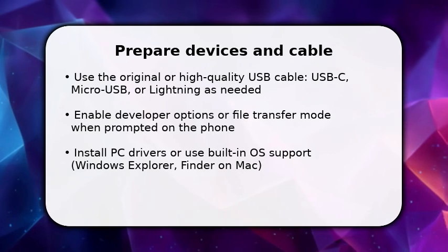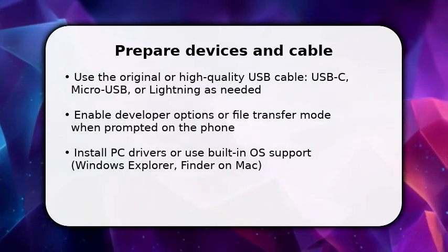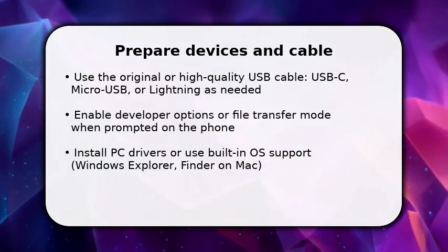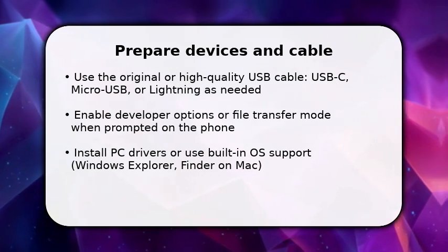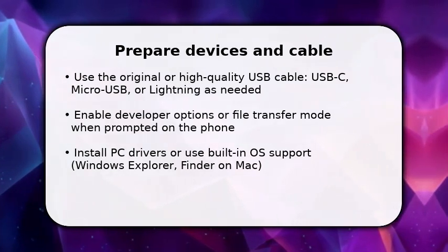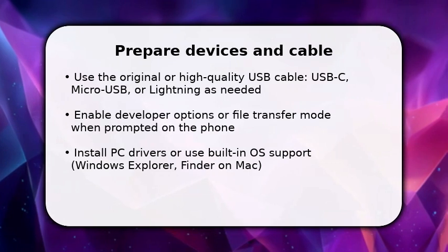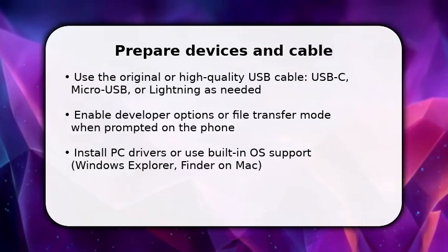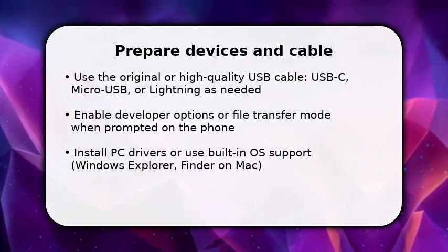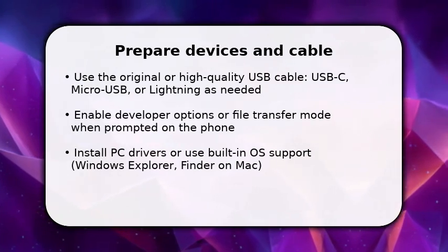You start by connecting the cable to both devices. Use the phone's original or a certified cable to avoid data-only limits. Once connected, unlock the phone and watch for the USB notification. Tap it and choose File Transfer or MTP so the computer can see your storage.